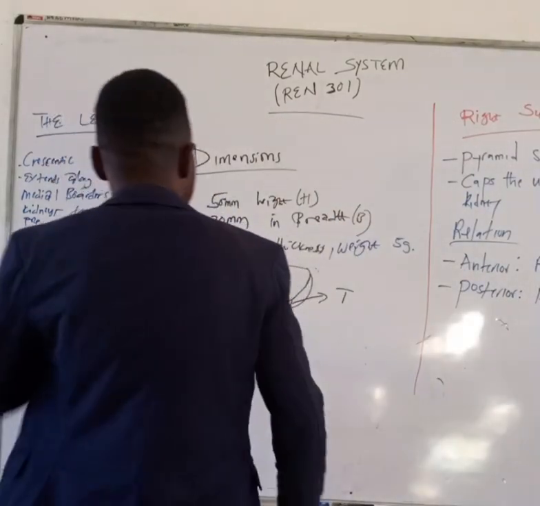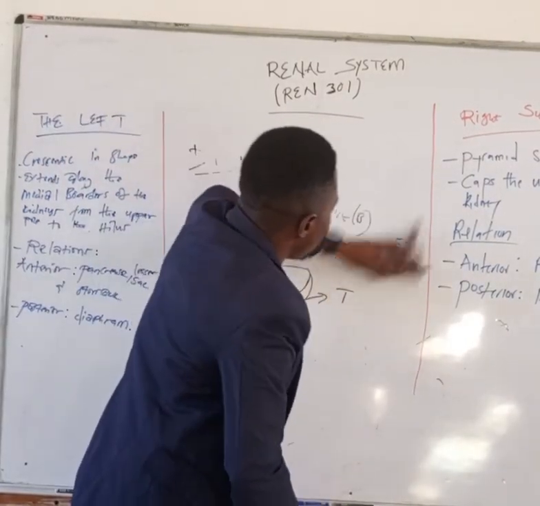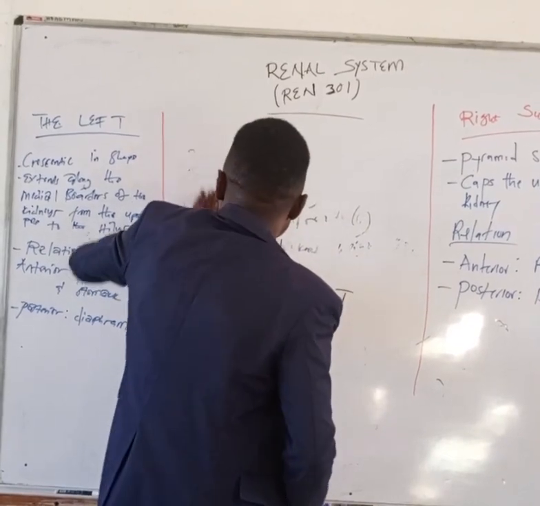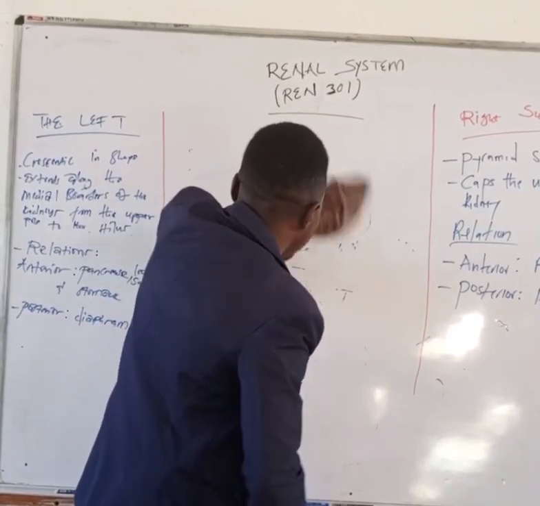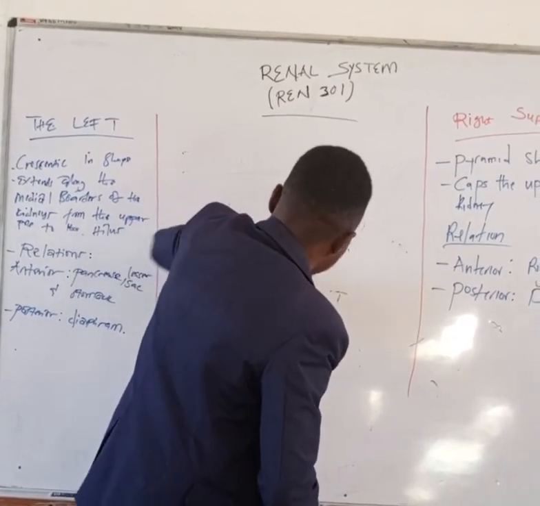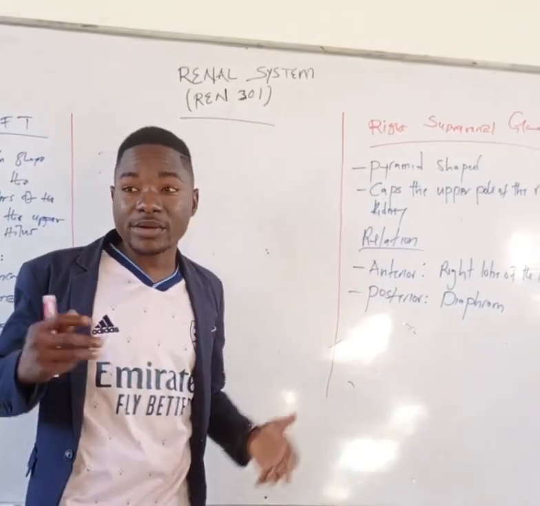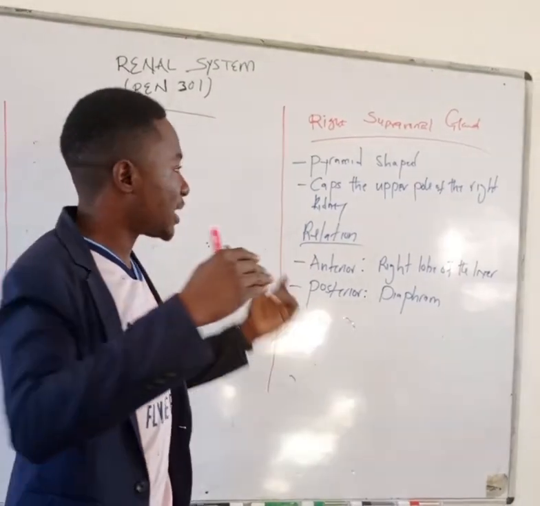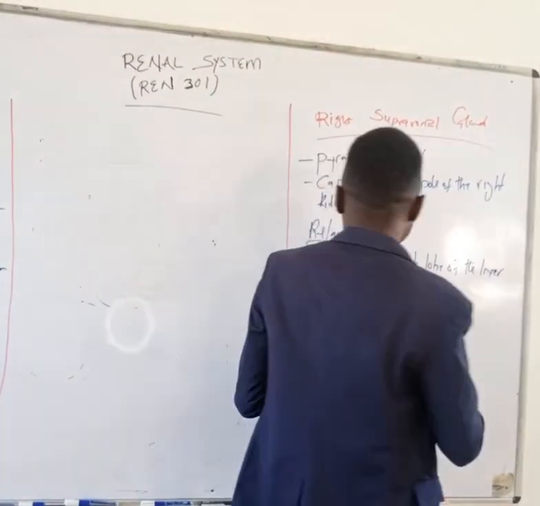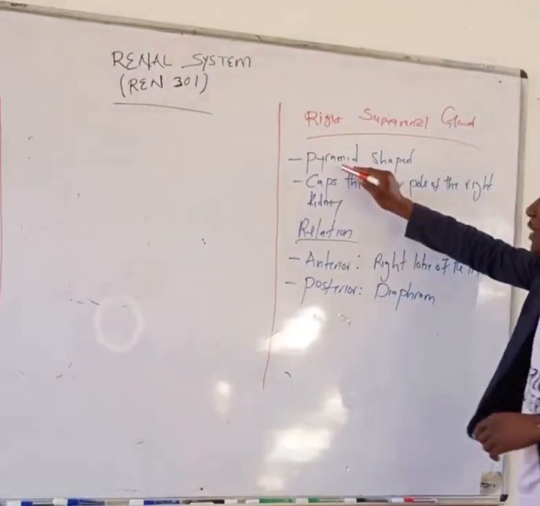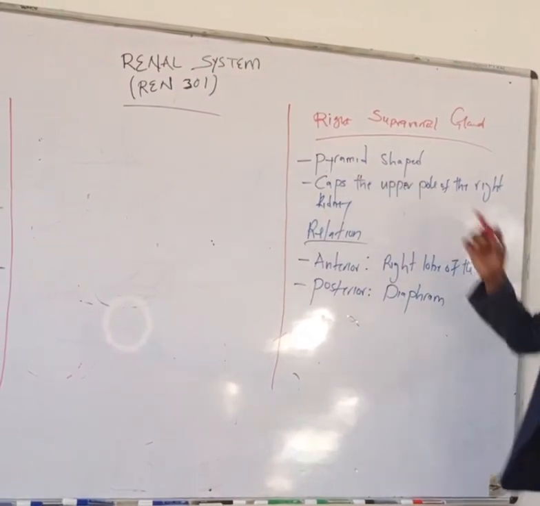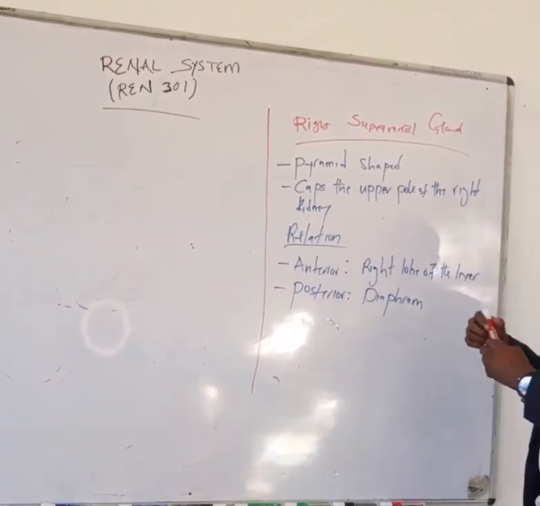So you move from the dimensions to the specific suprarenal gland, the right one. What is so special about it? When you say right, it's on the right kidney. When you say left, it's on the left kidney. The right suprarenal gland is pyramid in shape. Its shape is more like that of a pyramid.